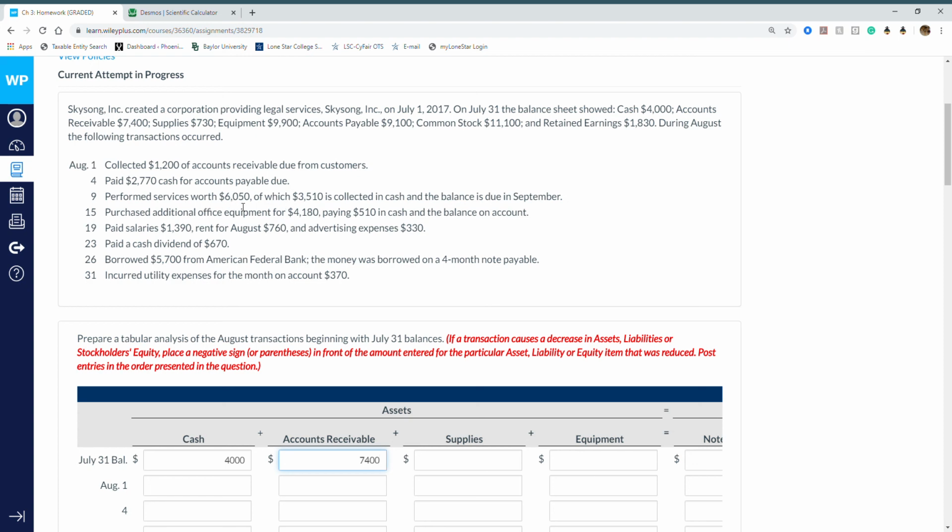This one, 9, will give you a little trouble, but I'm going to give you the hint right here because it's kind of like right here with office equipment. First off, we did perform services of $6,050, so that is revenue, but only 3,510 was collected. So we subtract those, and accounts receivable is going to have the remaining that's due. Here, check for how we're paying for this equipment.